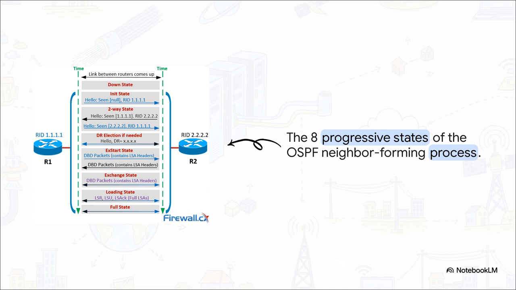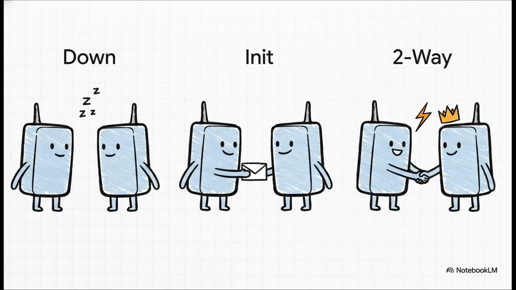It honestly looks a lot like an intricate, slightly awkward blind date, ensuring they completely trust one another before sharing their sensitive databases. Let's walk through the states real quick. The meeting phase kicks off in the down state, which is basically complete silence. Then, one router sends an introductory hello packet, moving them into the init state. When the second router replies and actually includes the first router's ID in that message, they hit the two-way state.